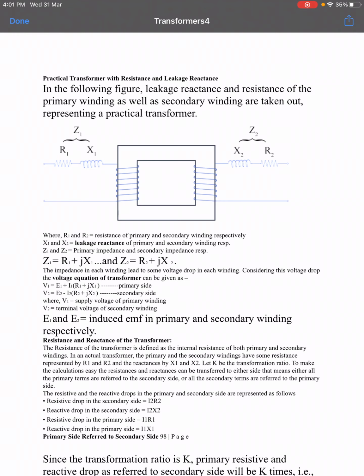Now we have the flux, and that flux links with the coil. From Faraday's laws of electromagnetic induction, when a conductor or coil links with magnetic flux, an EMF is induced in it. So we get the primary induced EMF on the primary side of the transformer.